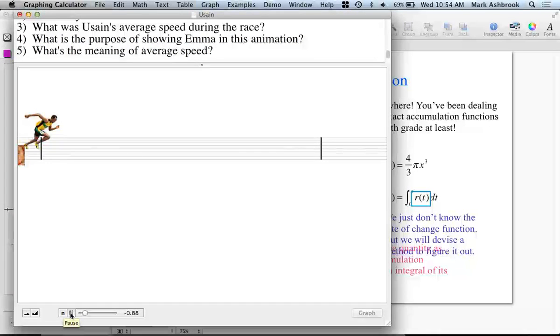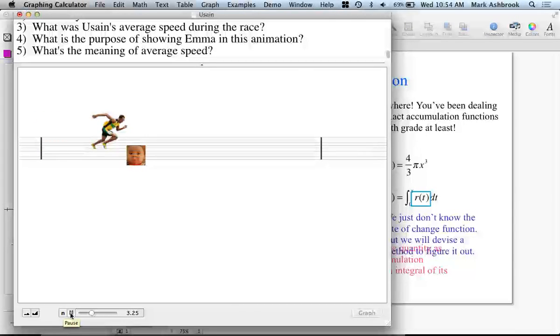And we looked at Usain Bolt, and it's Emma's birthday today. She's won today. And she's as fast as ever. Okay, and she's a lot happier than that.